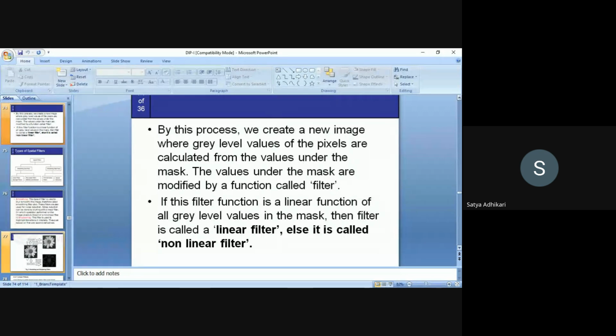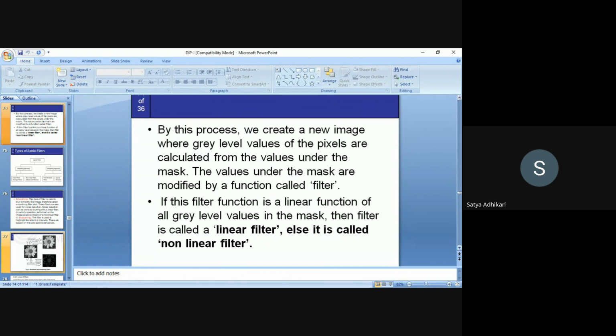So what is the process? Now we create a new image where gray level values of the pixels are calculated from the values under the mask. We have taken a 5 by 5 mask, and the gray level value of that pixel is calculated and changed. The values under the mask are modified by a function called a filter. Sometimes it is called a filter function.